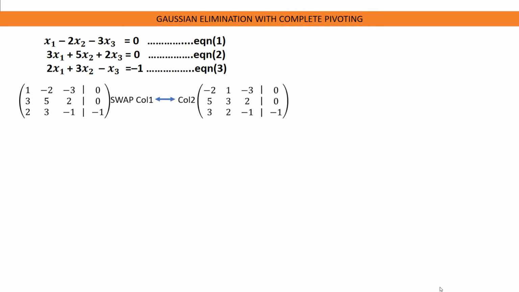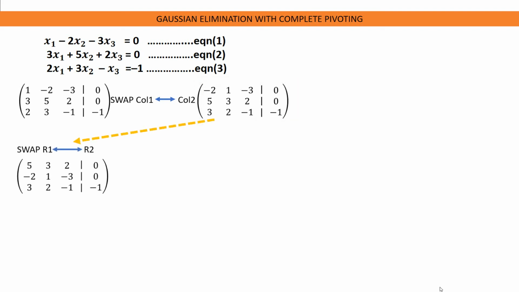And after swapping column 1 and column 2, this is the matrix we are going to get. Then we swap row 1 and row 2. And after swapping row 1 and row 2, this is the matrix we are going to get. 5 has become our first pivot element, so we can use 5 to reduce negative 2 and 3 to 0. Let's reduce negative 2 to 0.